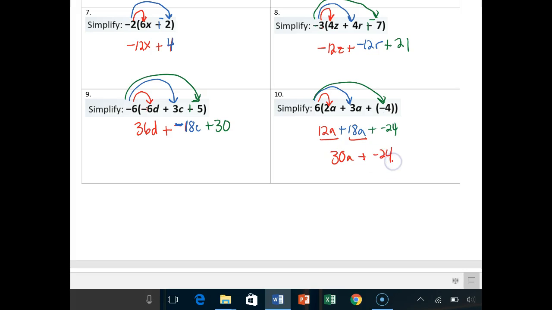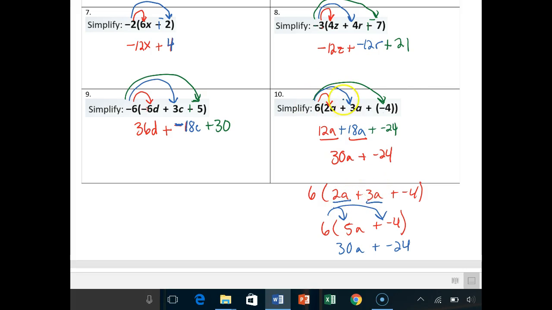Now, there's actually an easier way. If we looked right off the bat, 2a plus 3a, and before you distributed, if you weren't a robot, you could have been like, wait a second, I could combine those right now. And you could have 6 parentheses 5a plus negative 4. And then it's just 2 steps. Distribute, and I'm done. 30a plus negative 24. Isn't that exactly what we got there? Yeah. So whatever one is easier for you. I like to go ahead and simplify it right away when I can. But if you want to distribute and then combine like terms, up to you.